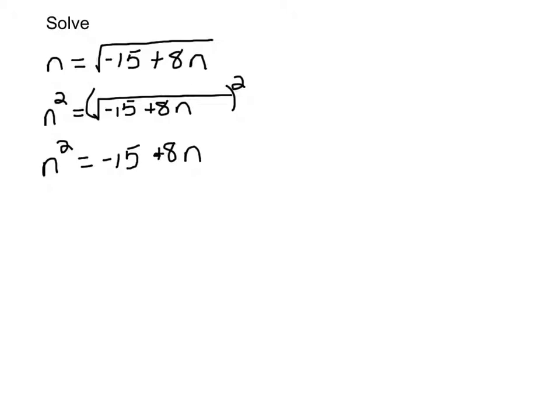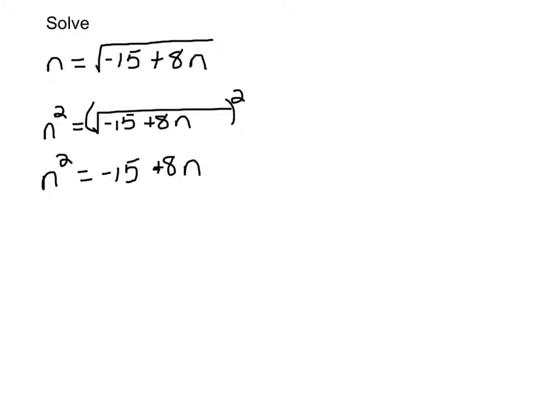Okay, now what I want to do is, this is a quadratic. I want to get everything onto one side, so I'm going to move both of these over to the other side right now. Okay. So that means I'm going to add 15 to both sides. N squared plus 15 is equal to 8n.